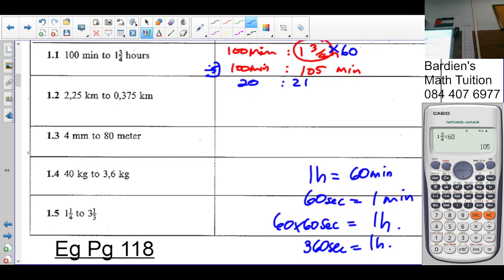Okay, any confusion here, people? Right, now I'm going to give you a chance to look at 1.2.